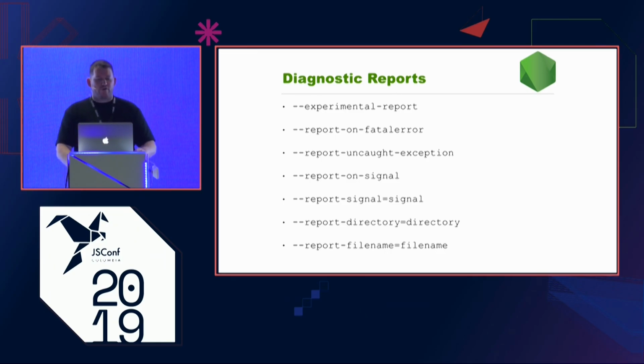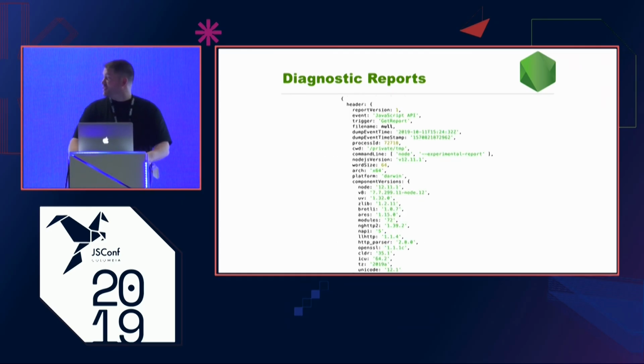The report directory and report filename options let you specify where you want to write these reports. Like I said about the heap snapshots, by default you're going to get a filename that's based on the year, the date, and a bunch of other stuff.